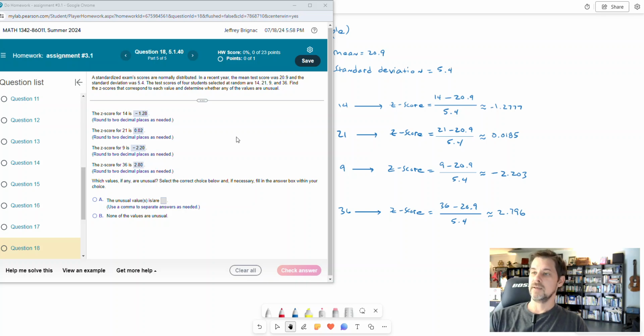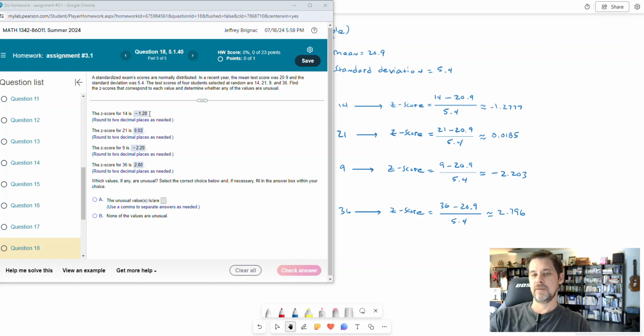Another thing is, if the z-score is negative, that means the data value is less than the mean. And if the z-score was positive, that means it's to the right of the mean. That's why some of these are negative and some of these are positive. It tells you positionally if they're more than the mean or less than the mean.